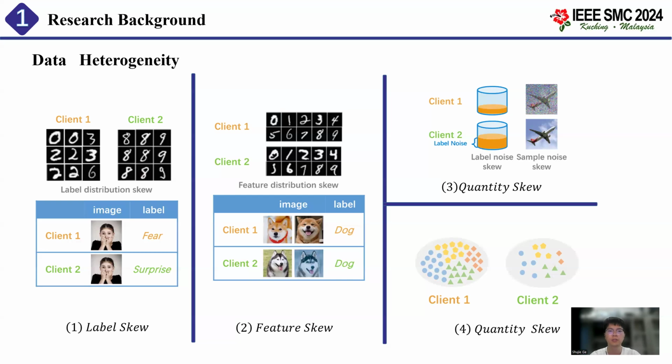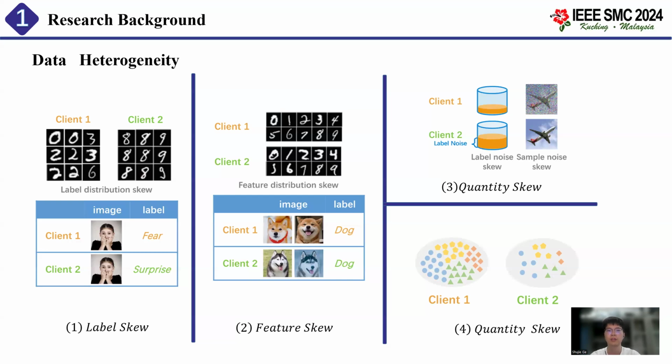Feature skew. This refers to scenarios where the feature distribution varies among participating clients. Such situations often arise in complex real-world environments, indicating that the feature distribution of local data may differ significantly across individual clients.